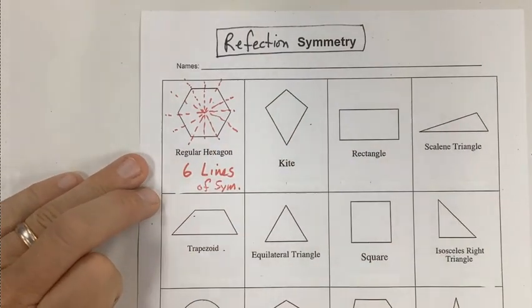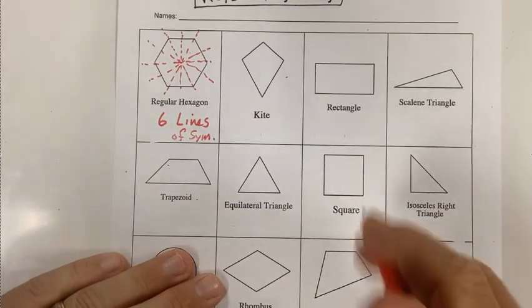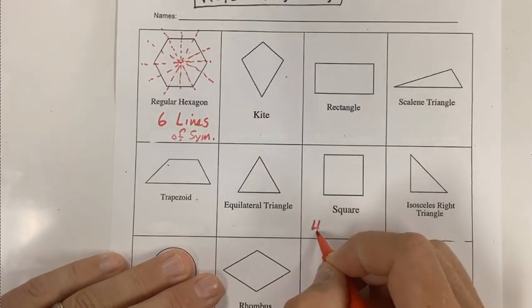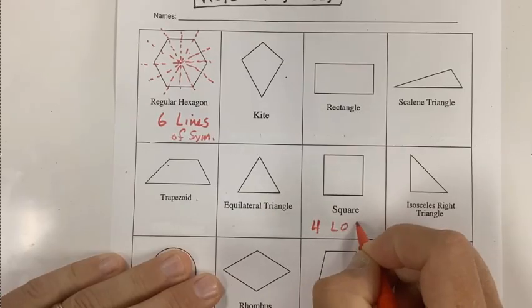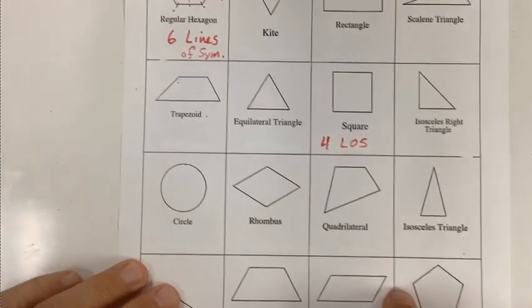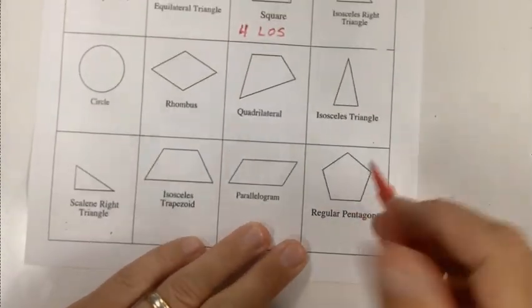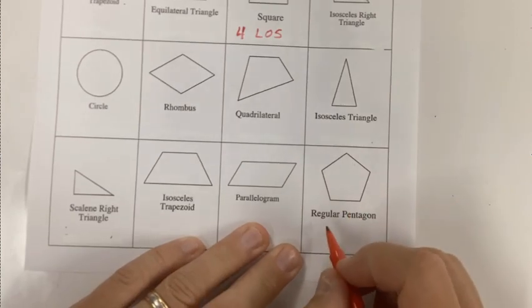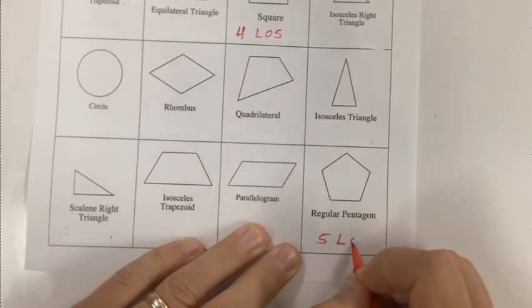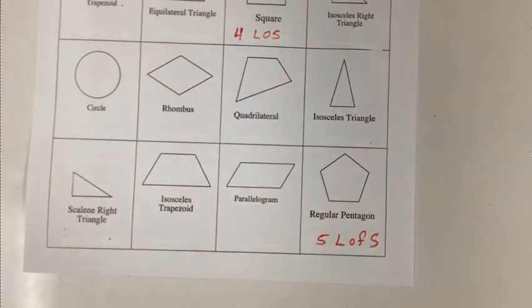Let's fast forward to other regular shapes that are in this list. You'll notice that there's a square here. That's going to have 4 lines of symmetry. I'll just say 4, and I'll just say LOS, lines of symmetry. Next one, there's another shape in here that I want to talk about that's regular, this pentagon down here. This pentagon's got 5 sides, so it's going to have 5 lines of symmetry. Let's go LOS, lines of symmetry as well.